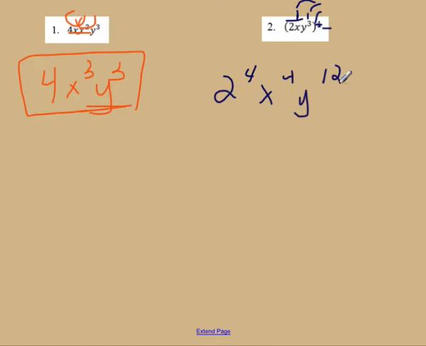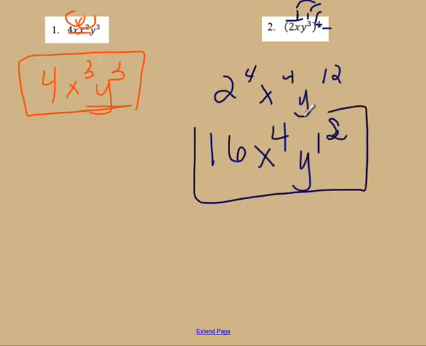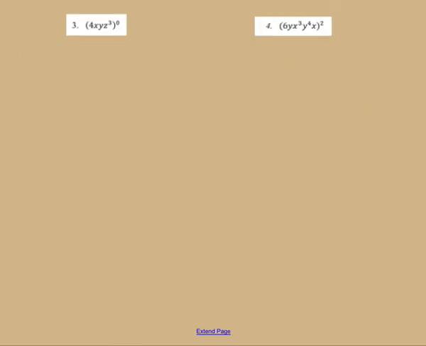Now we need to keep going and simplifying it out. I want you guys to actually calculate what 2 to the 4th is going to be. Well, that's the same as 2 times 2 times 2 times 2, or 16. So we have 16 x to the 4th, y to the 12th. And that's your final answer. Everything is all simplified. We can't combine those x's and y's any further. So I want you guys to go and try number 3 on your own. I'm going to give you a hint: it should be a pretty quick problem.